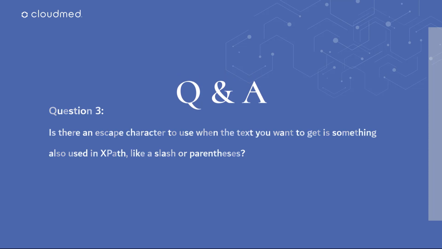The implicit escape character would be the quotation marks here. So the only time that you'd ever actually be looking for specific text, it's going to be wrapped in these single quotes. So you can put whatever characters you want in there, and XPath will be able to do that.